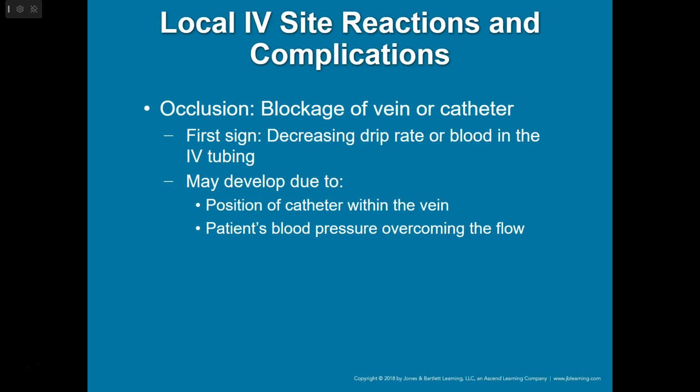Occlusions: blockage of a vein or catheter, decreasing drip rate, or blood in the IV tubing. So for whatever reason, your IV isn't flowing properly. It's occluded off. This can happen if you're starting it in the AC in that elbow, and they bend that elbow, that's going to block it off all the time. Or maybe you started it near a valve, and that catheter is up against a valve or something like that. That can occlude the vessel.